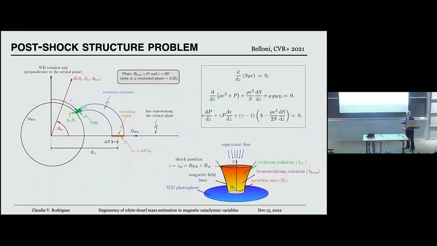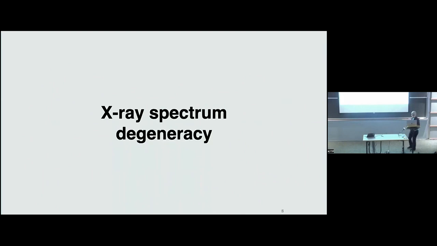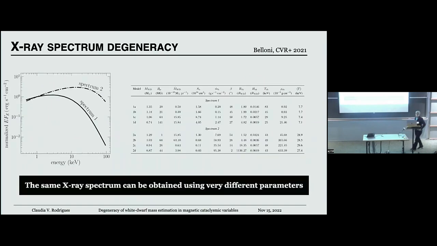These are the equations, but I will focus here on the problem of the degeneracy of the X-ray spectrum. This is from Belloni's paper. Here you see one X-ray spectrum, and here you see four combinations of parameters that give you exactly the same X-ray spectrum. And you can see that you can have very different masses. What is the right mass? It's a mess.